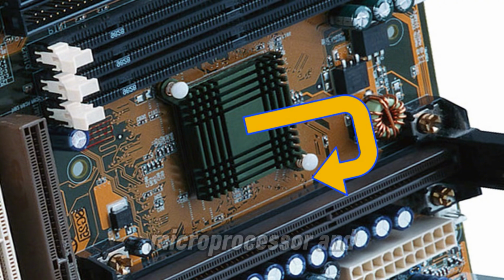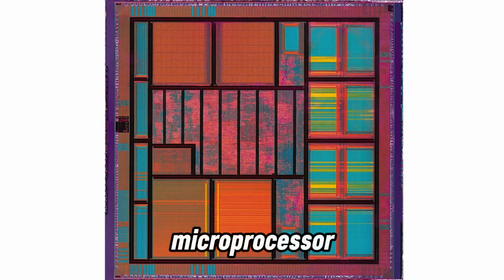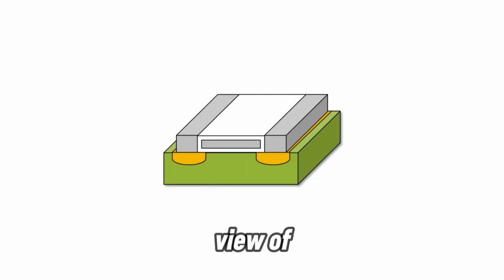If you remove the microprocessor and look underneath, you'll see a lot of wires sticking out that connect from the holes in the motherboard to the main part of the microprocessor. The microprocessor is made up of different areas that do different things, such as adding or storing numbers. These areas are mostly made up of one thing, though, the transistor. Here is a 3D view of one.